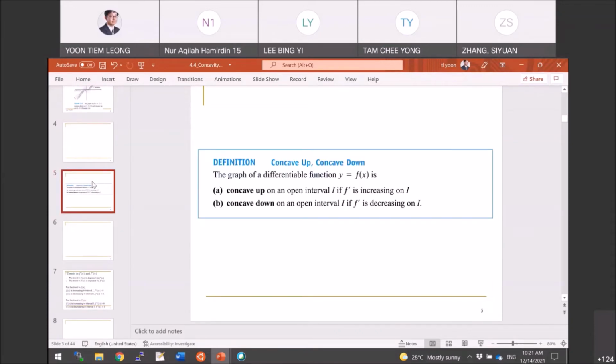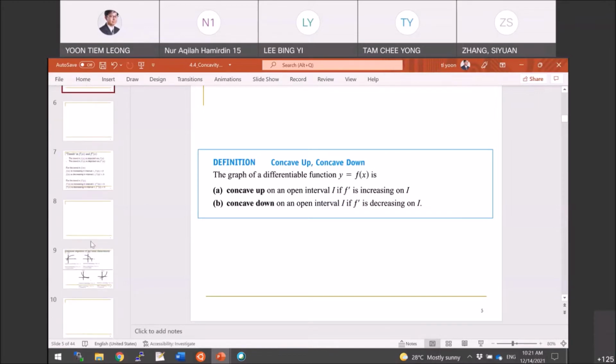First is by monitoring whether the derivative of a function is increasing or decreasing. From there, you will be able to tell whether the graph is concave up or concave down. For example, if f prime is increasing, then the graph is concave up. If the derivative is decreasing, then the graph is concave down. Working out the concavity by monitoring whether f prime is increasing or decreasing is slightly more troublesome, so you have to look at the trend. You have to imagine whether the trend of f prime is increasing or decreasing when you move to the right.